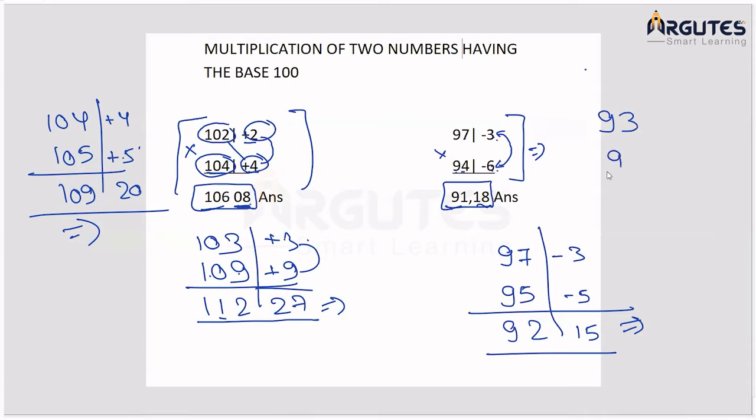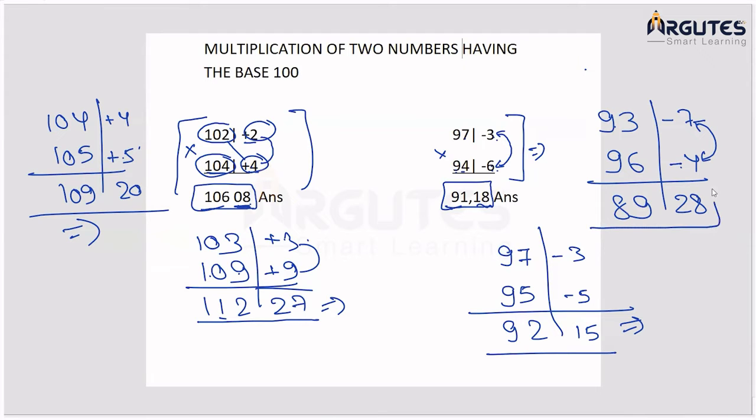93 into 96. So how much less than 100 is it? It's 7 less than 100. How much is 96 less than 100? It's 4 less than 100. So now you do minus 7 into minus 4, that is plus 28. Then 93 minus 4 will be 89. Or you do 96 minus 7, it will again be 89. So the result is 8928. I think you have got this concept.